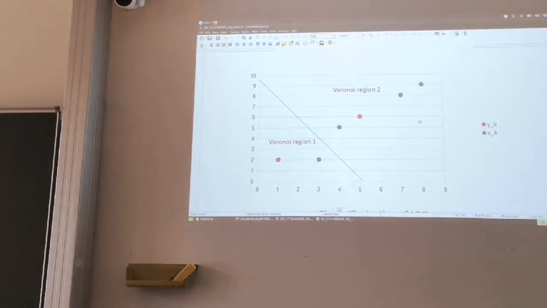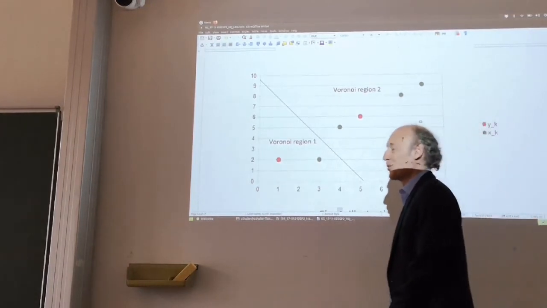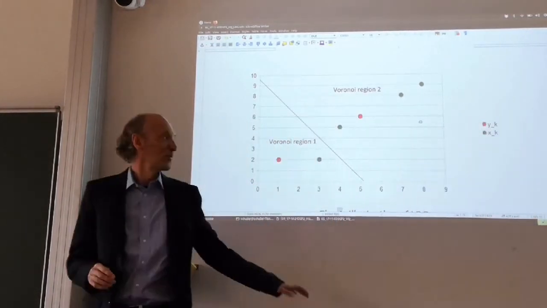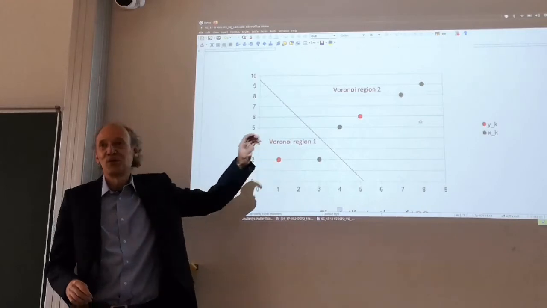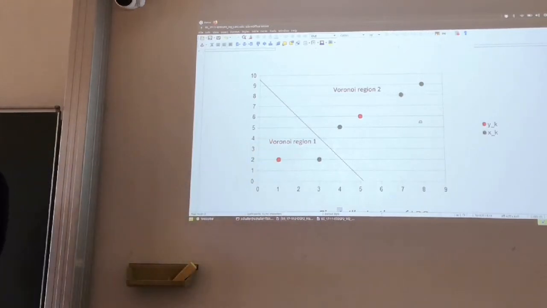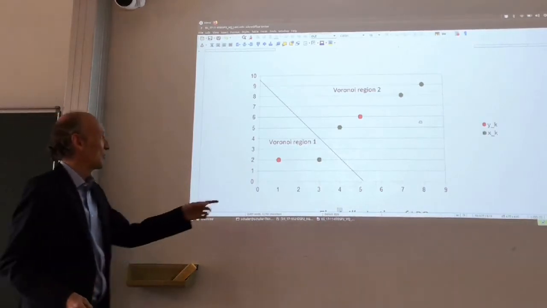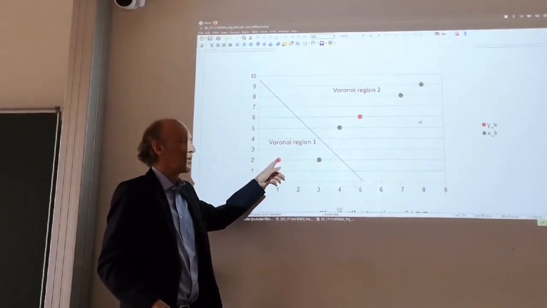So now we can update our code words. So which would be our new code words? Say in this region, what's our new code word in Voronoi region 1? Yeah, but we need to update it, right? So how do we update it?